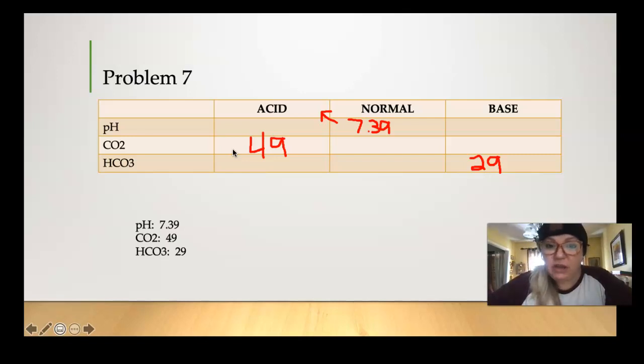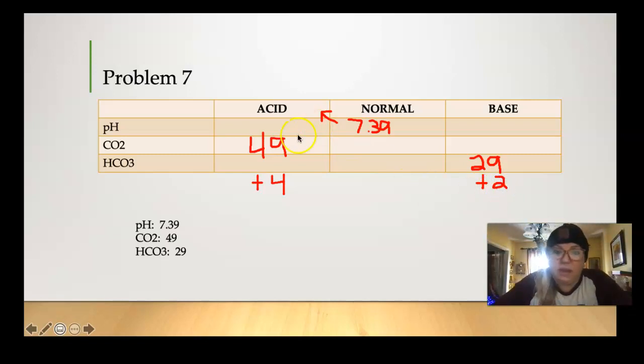But to fully check, we need to measure things. Remember, this is 4 measurements out of the normal range. We've got 45, 46, 47, 48, 49, so we've got an excess of 4 here. Over here on the base side, remember, our high normal is 26, so we've got an excess of 2.